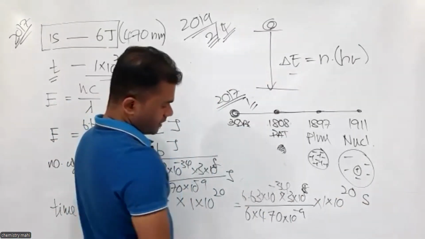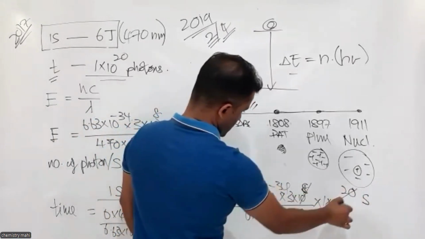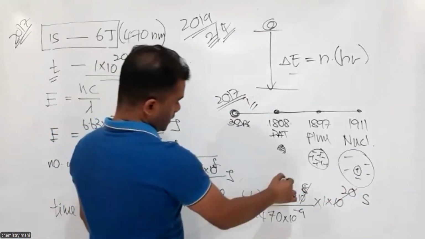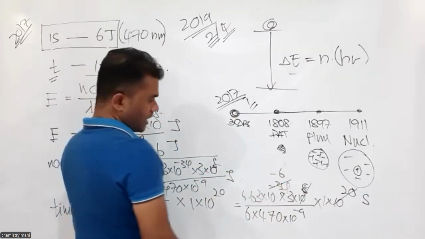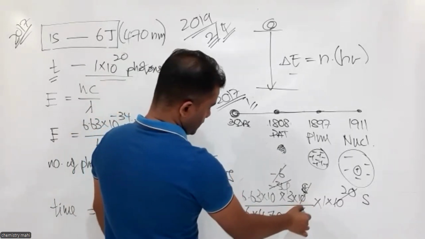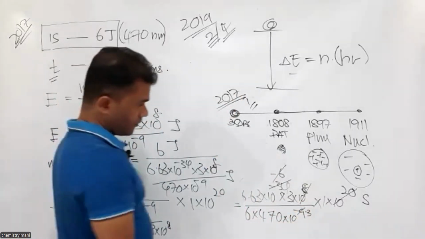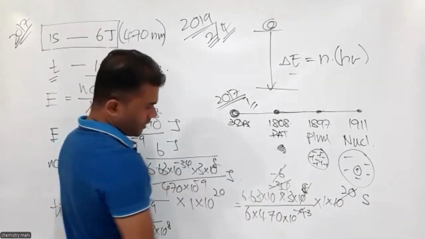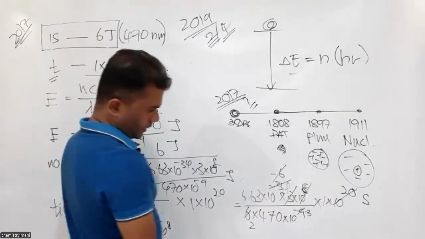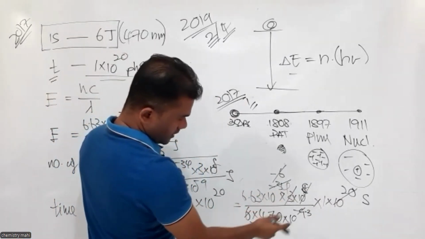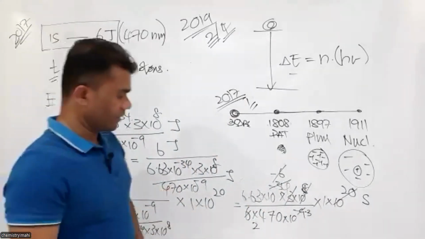Let's now simplify it. Now it is quite easy. 10 to the power of plus 8 plus 20, it's plus 28. 28 minus 34, it's minus 6. Then 10 to the power of minus 6 cancels with this minus 9. Then 10 to the power of minus 3 remains. Just leave it there. Then 3 and 6 cancel, it's 2. You can keep 2. Then no option, we have to simplify it.